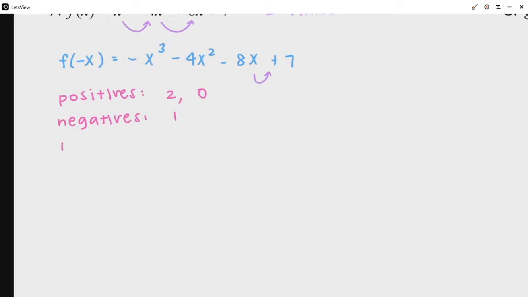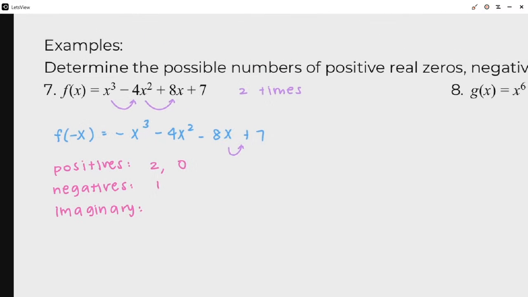Okay, so then that means for the imaginary, the exponent is 3. So that means the total number of zeros should be 3. So if we have 2 positives and 1 negative, that means we have 0 imaginary. If we have 0 positives and 1 negative, then that means we have 2 imaginary. So you just want to make sure that when you add them up, it should equal 3.